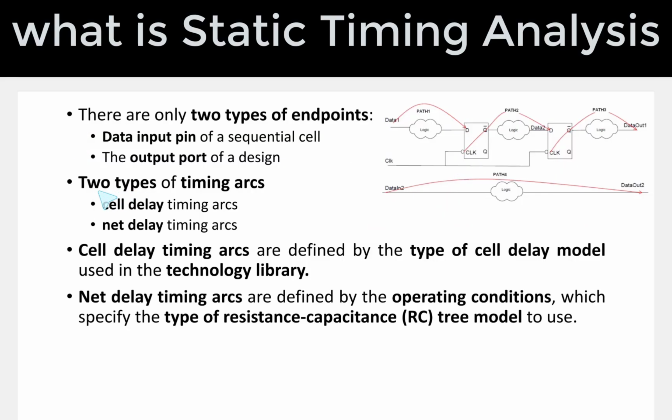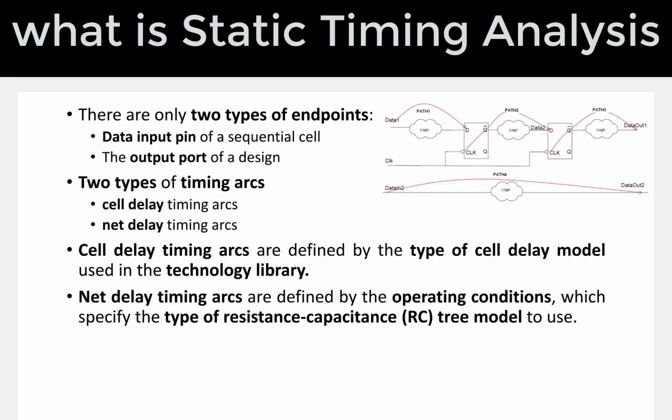Now coming to the next point, there are two types of timing arc. One is cell delay, another one is net delay. Cell delay timing arcs are defined by the type of the cell delay model used in the technology library. Net delay timing arcs are defined by the operating conditions, which specify the type of resistance capacitance tree model to use. Simply, you can consider a propagation delay for a particular cell. The time taken by the input to propagate to the output is called the propagation delay.